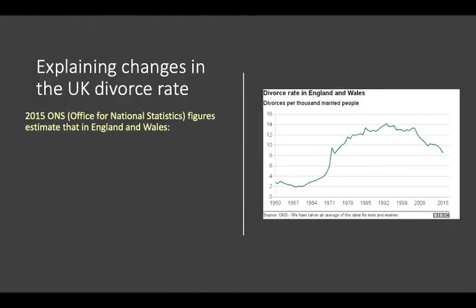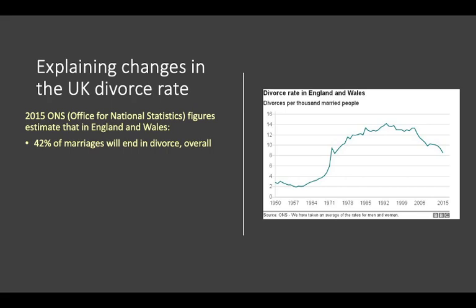Okay, so if we want to explain the changes in the UK divorce rate, here we go. The 2015 Office for National Statistics figures estimate that in England and Wales, 42% of marriages will end in divorce overall. Now, you've got to be very, very careful with this number. It does not mean that every single person who gets married has a 42% chance that it will end in divorce. That means 42% of marriages overall will end in divorce.